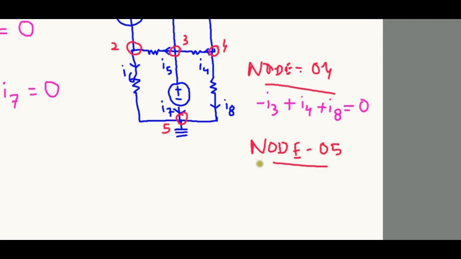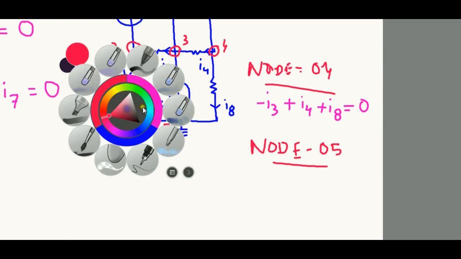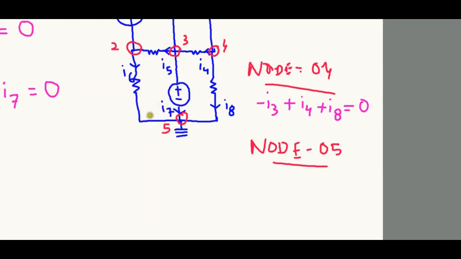There are going to be 3 branches associated to node 5, and I6, if you could see, is the one entering node 5. That is going to be negative. And then we have I7 as entering, so that is going to be negative. And afterwards we have I8 as entering, so that's going to be negative. All of this is going to sum to 0.